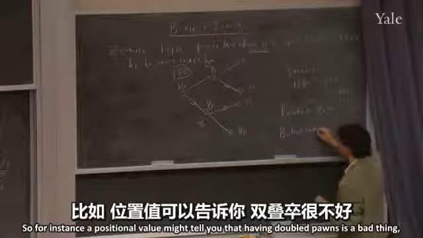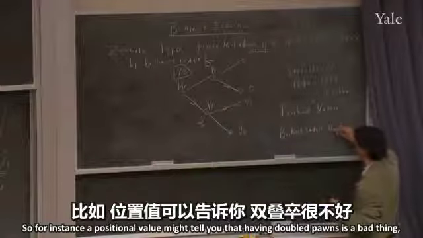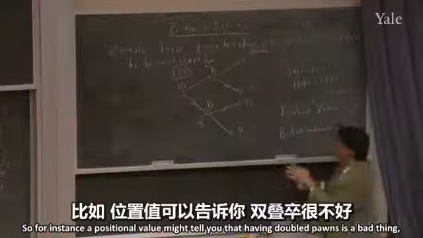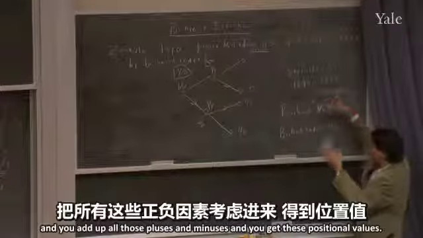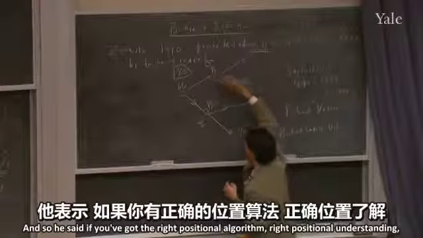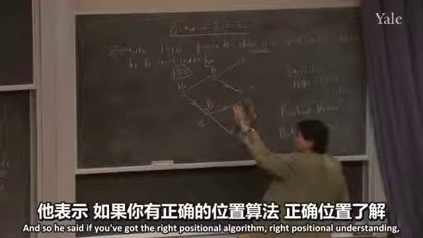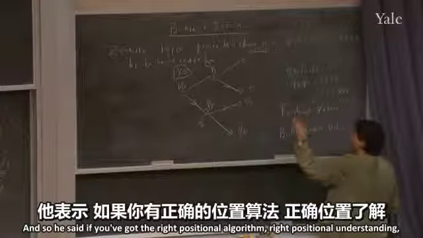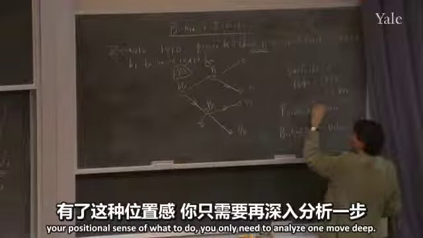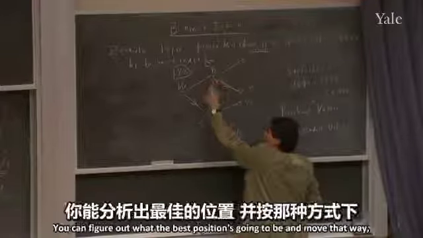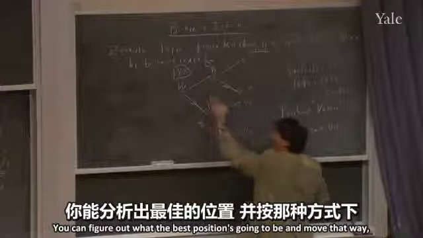For instance, a positional value might tell you that having doubled pawns is a bad thing, having control of the center is a good thing, and you add up all those pluses and minuses, and you get these positional values. And so he said if you've got the right positional understanding, your positional sense of what to do, you only need to analyze one move deep. You can figure out what the best position is going to be and move that way.